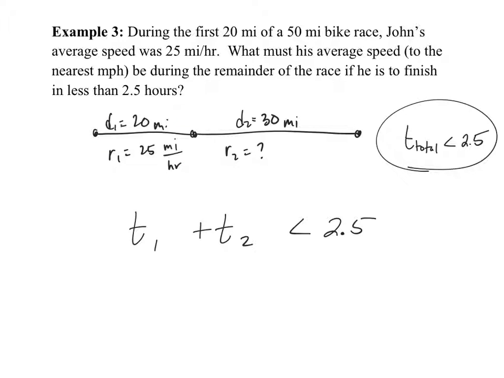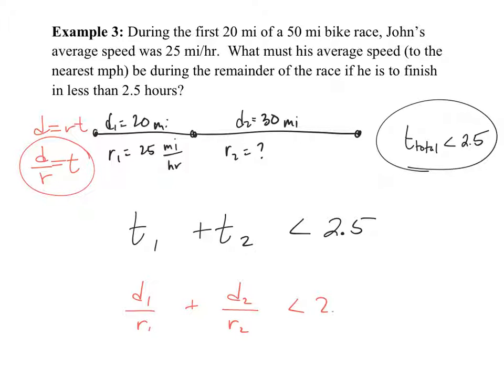Using these numbers. Time is defined, as we can see here. If we know that D equals RT, then time equals distance over rate. So this is distance over rate. This is distance over rate. And we have our value there.